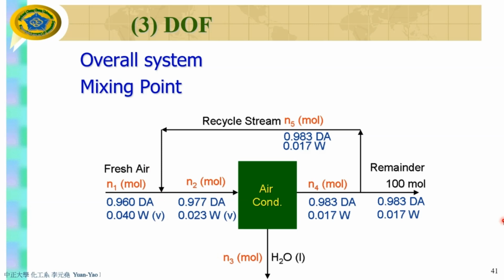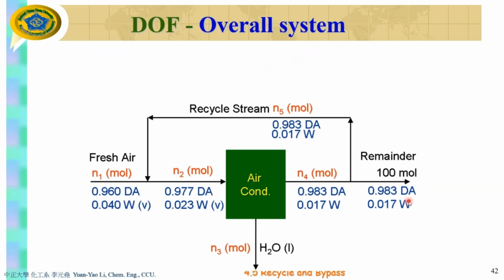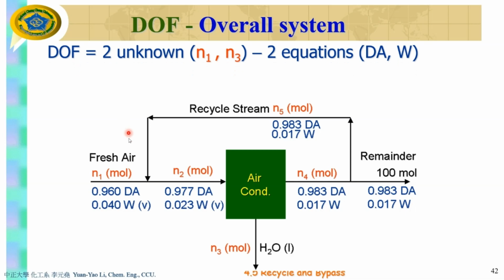Then mixing point, and then air conditioner, and splitting point. Mixing point, air conditioner, splitting point. So overall system, we have 2 unknowns, N1 and N3, right? And how many equations do we have? We have 2 species, dry air and water. We don't have specification, physical laws, or physical constraints. So anyway, 2 unknowns, 2 equations. Bingo. We can solve out N1 and N3.